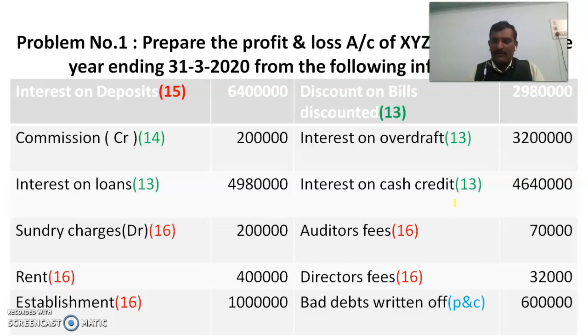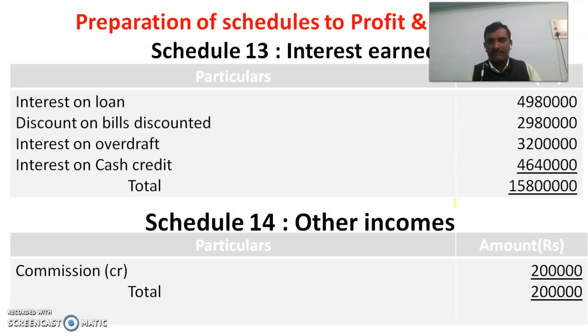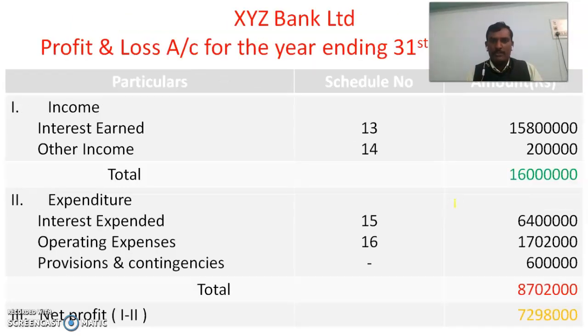And this bad debt written off can be taken directly to the statement of profit, that is the profit and loss account of the bank. So here, based on these totals which were arrived at through the schedules, we have to prepare the profit and loss account. Here we have to draw the format for the bank, XYZ Bank Limited, as per Schedule 3 Form B of the Banking Regulation Act 1949.